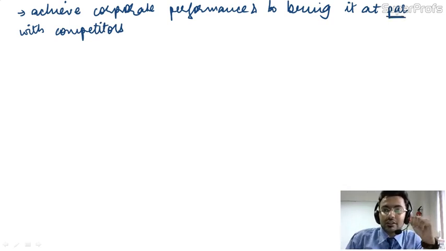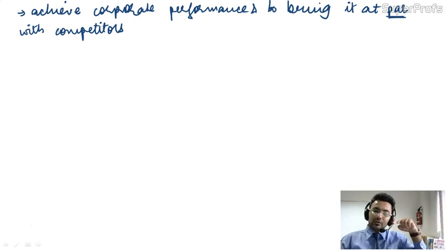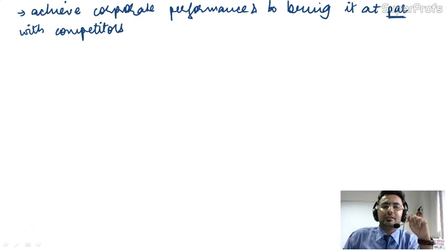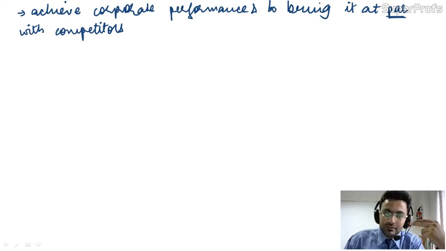Here par does not mean face value is equal to. That accounting formula will not apply over here. To bring it at par means to bring it equal to the competitors, to just stand next to the competitors; you should never be behind your competitors. So in order to achieve that corporate performance, this was the only reason for which Tata and Corus were basically merged.